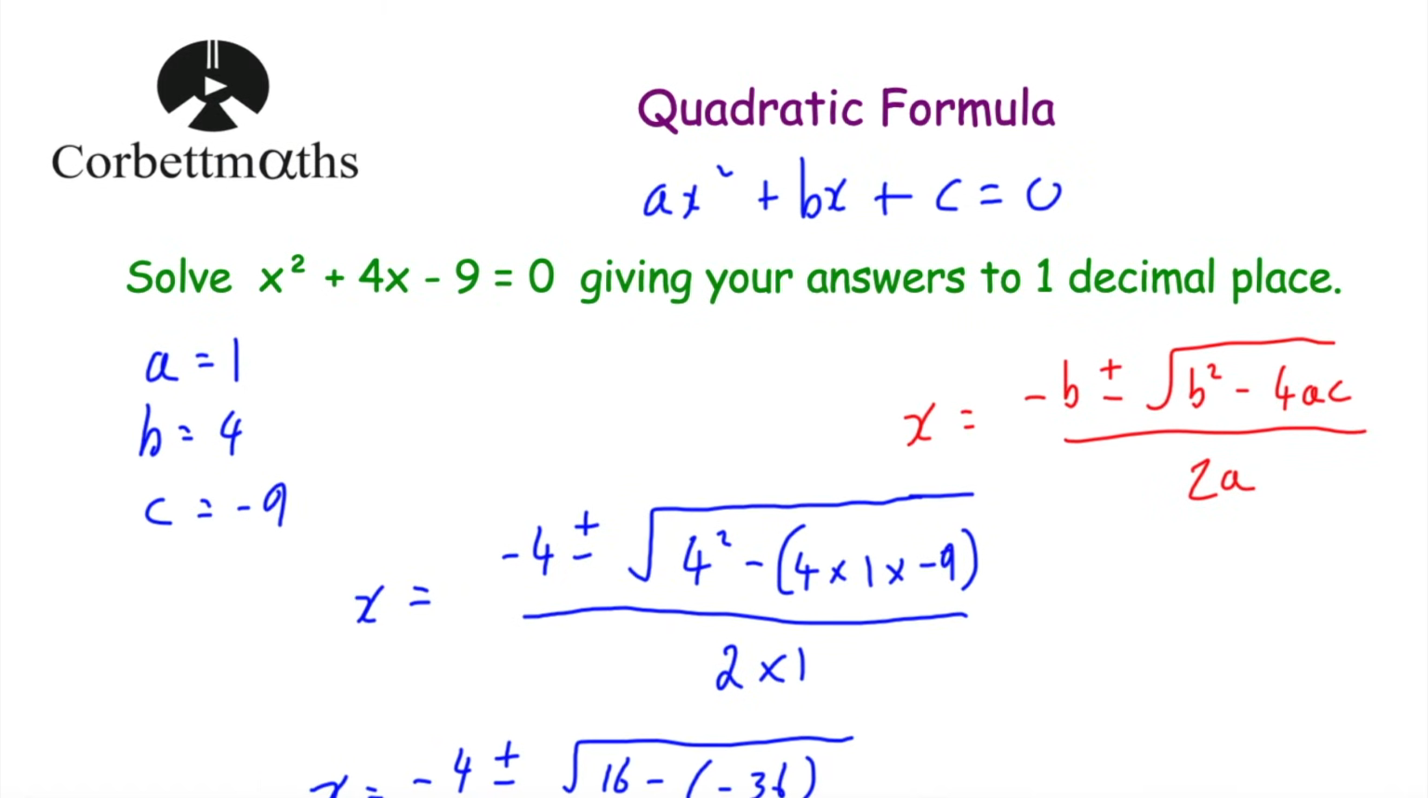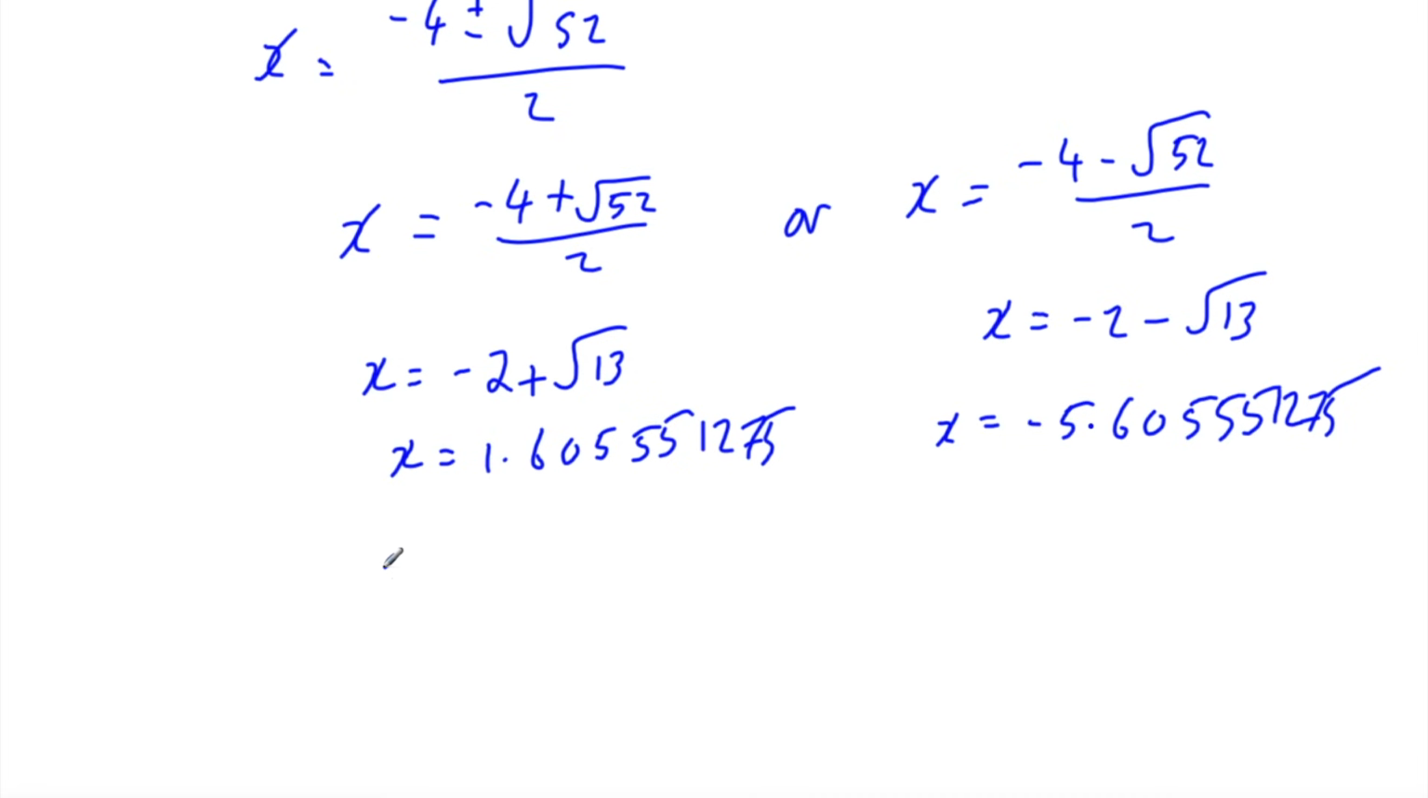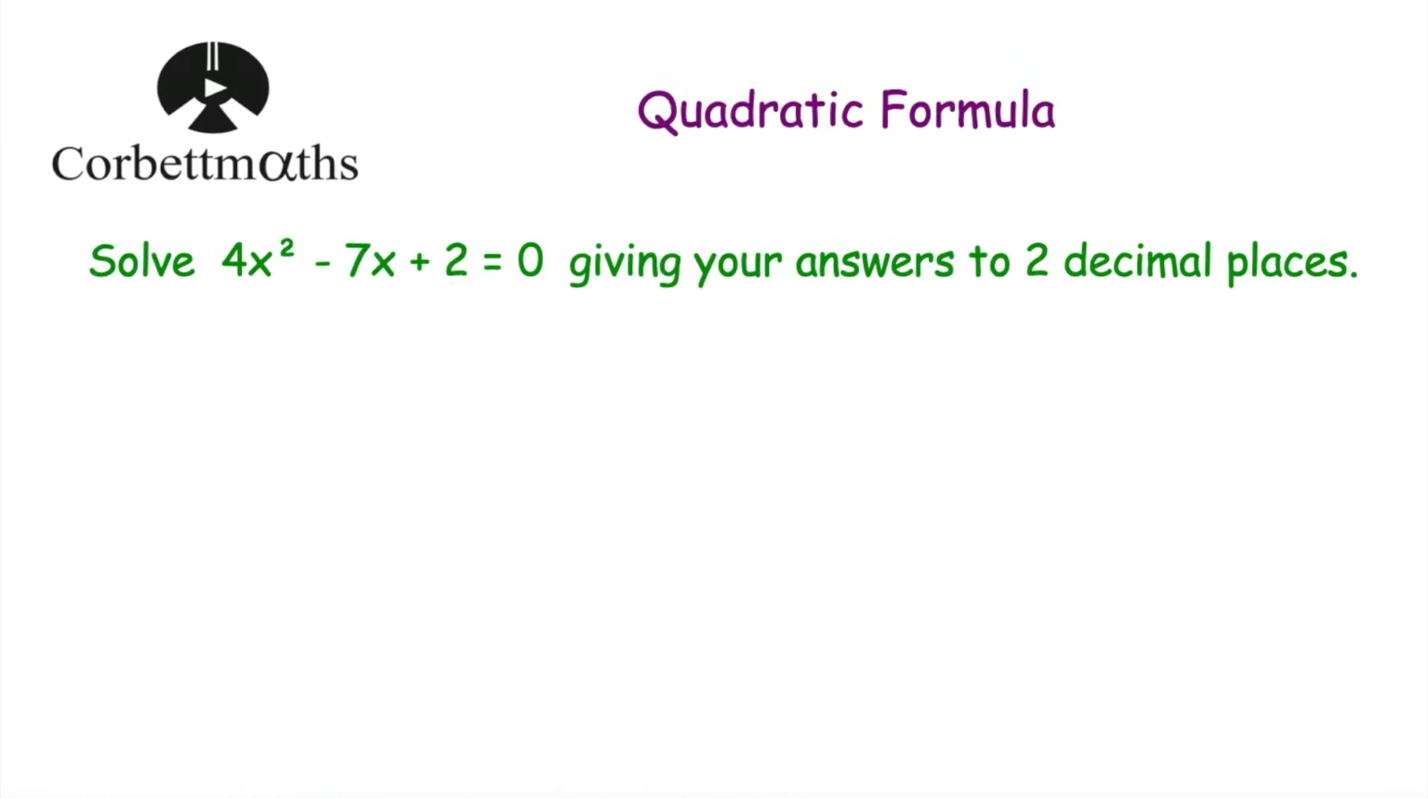Okay, and actually just going back up to the question, we've been asked to give our answers to one decimal place. So if we go on down here, if we round these to one decimal place, we'd get that x would be equal to 1.6, or in this case, x is equal to -5.6, and that's it. Okay, let's look at our next question.